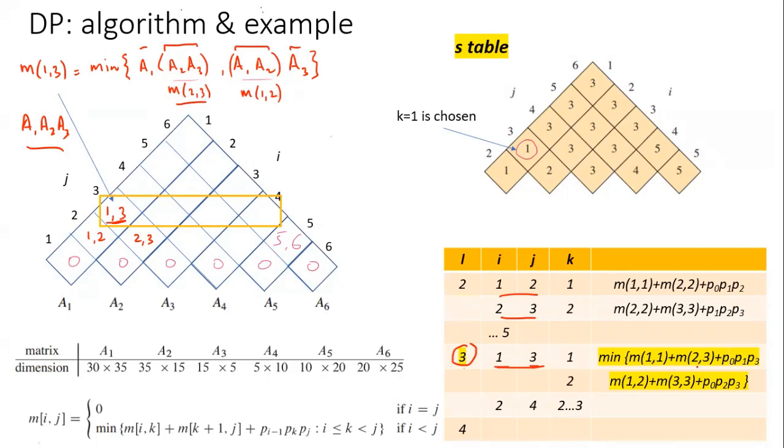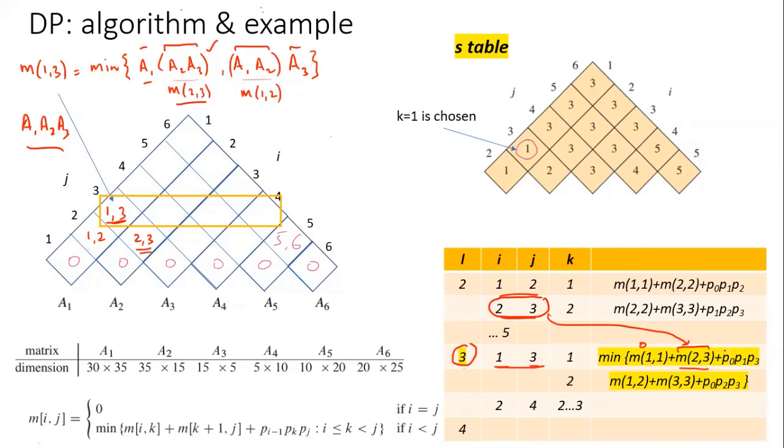The first one corresponds to doing A2 times A3 first, which is M23, and multiplying it by M11, which is simply 0, because that's simply the cost of computing A1. The cost of computing A2 times A3 is something which we've already done, so we already have that result saved. And where is it? It's right over here. Okay, so M23 is right over here.